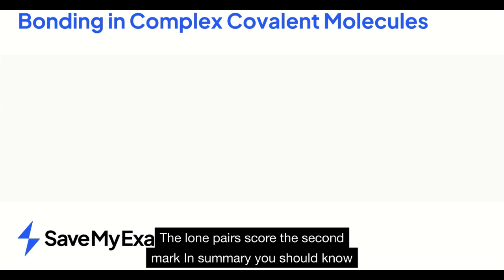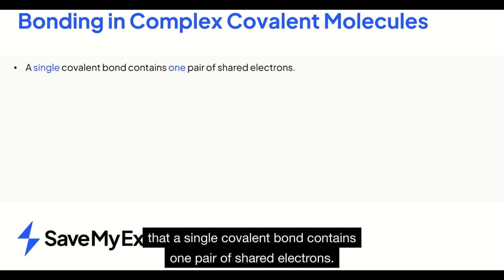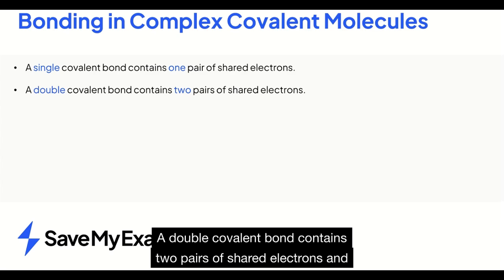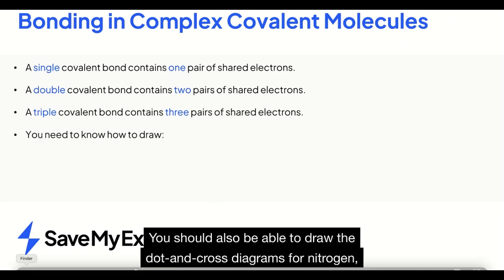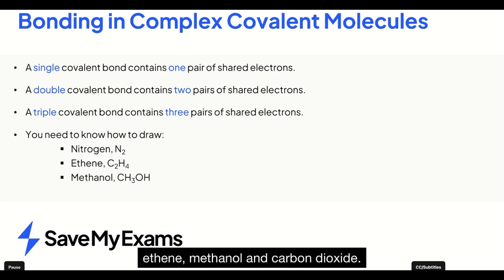In summary, you should know that a single covalent bond contains 1 pair of shared electrons. A double covalent bond contains 2 pairs of shared electrons, and a triple covalent bond contains 3 pairs of shared electrons. You should also be able to draw the dot and cross diagrams for nitrogen, ethene, methanol, and carbon dioxide.